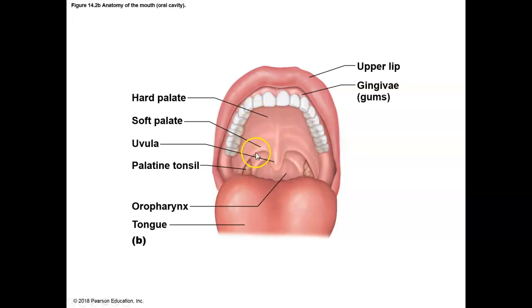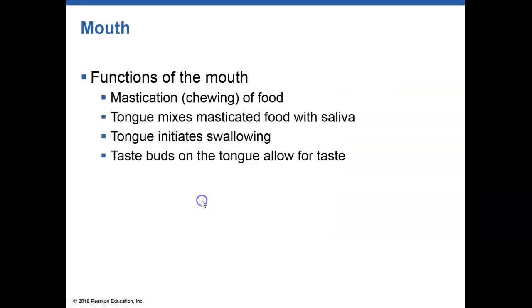Here you can see the hard palate. In the back of the mouth we have a soft palate, and then we have the uvula sitting on the soft palate. So the major function of the mouth is to mechanically digest food. So we ingest, we take food in, and then we start to chew it up. Our tongue and the saliva help to mix the chewed up food and form what we call a food bolus. This is a soft ball of food. Once we have that food bolus, we then can push that food bolus to the back of our throat for swallowing.